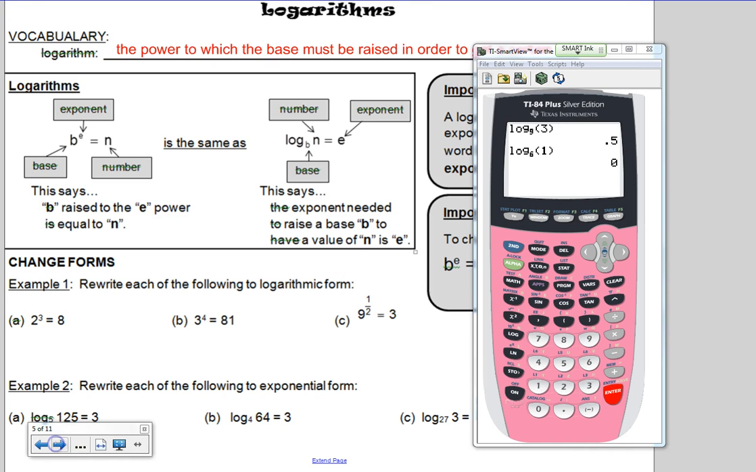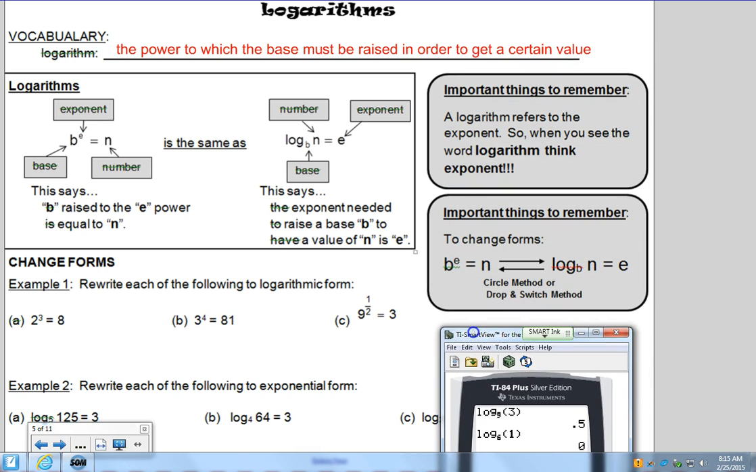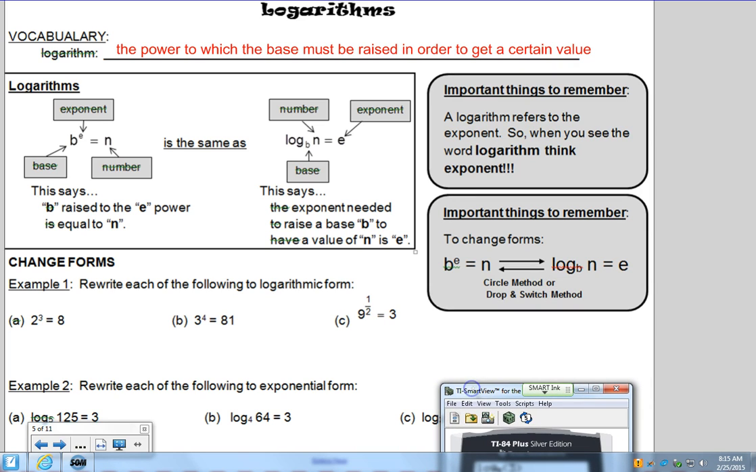So today's lesson, we're just going to continue just with understanding this log and how to write it from different forms. So a logarithm is the power to which the base must be raised in order to get a certain value.